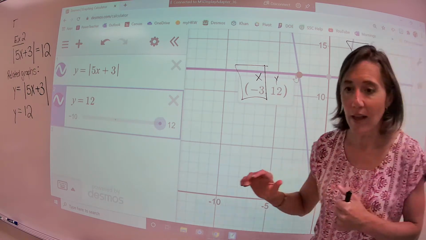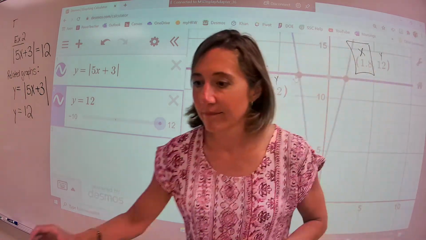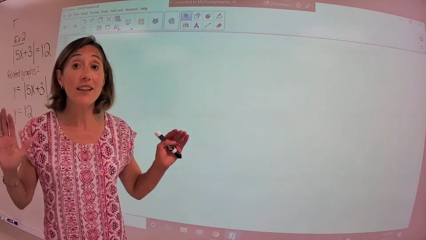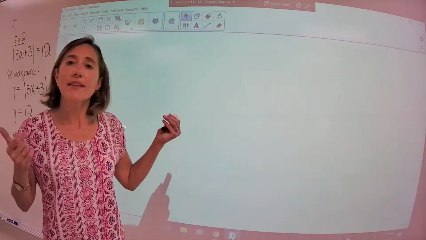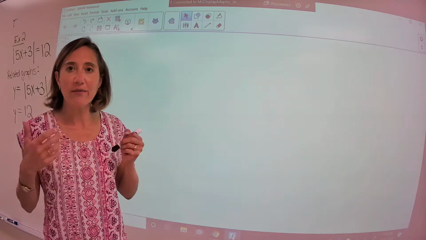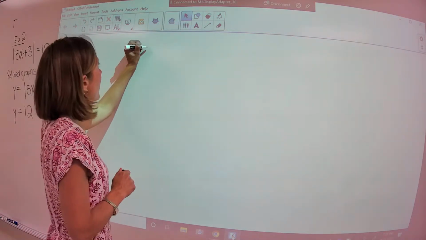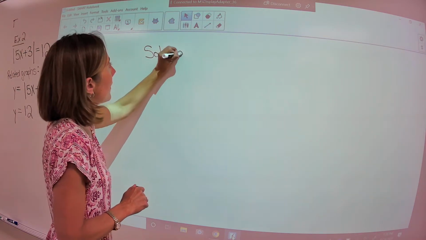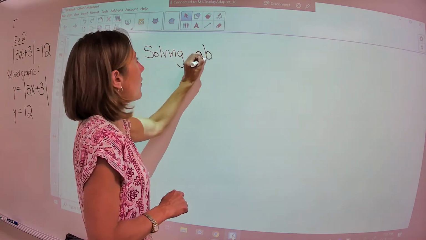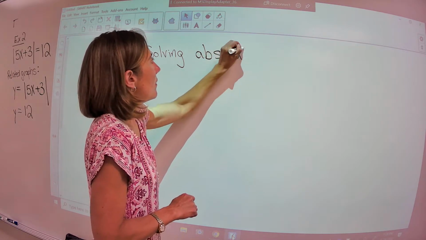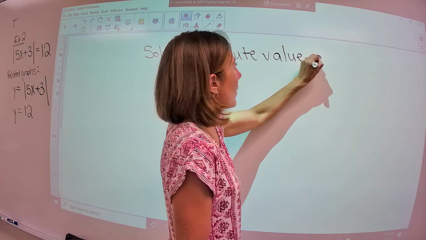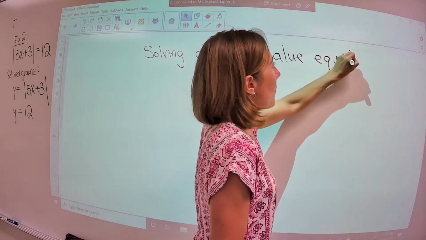So we can have two solutions to this. That's possible. Let's try another one. Actually, I changed my mind. Before we try another one, let's make some steps in our notes for how to verify these graphically. So, solving absolute value equations by graphing.